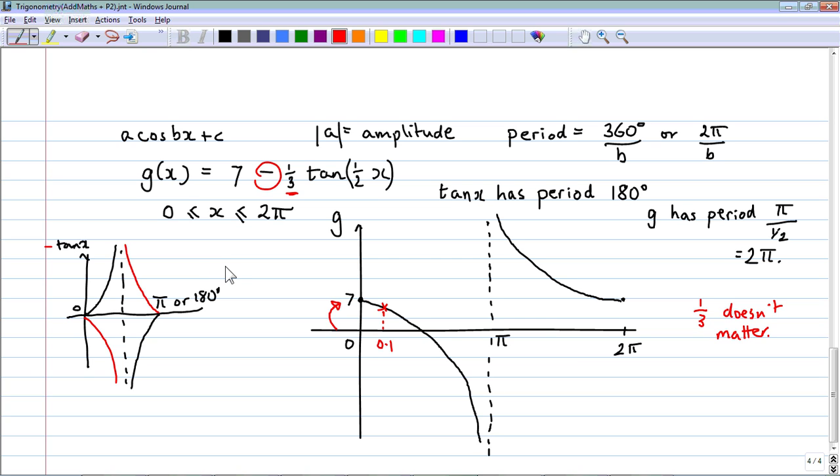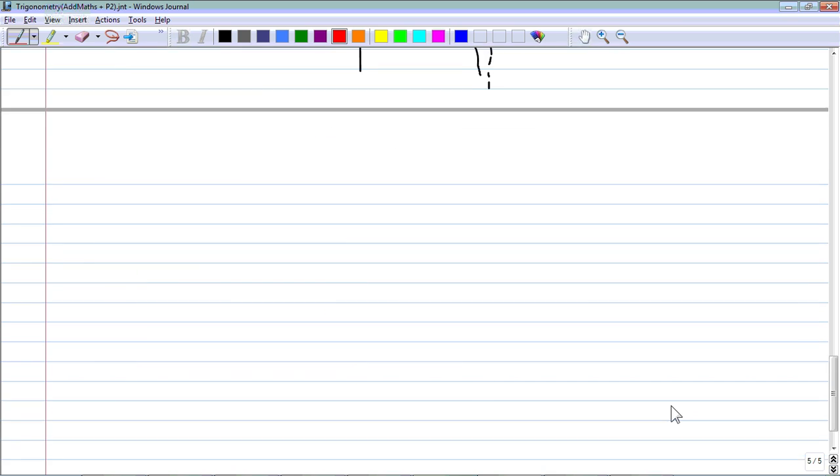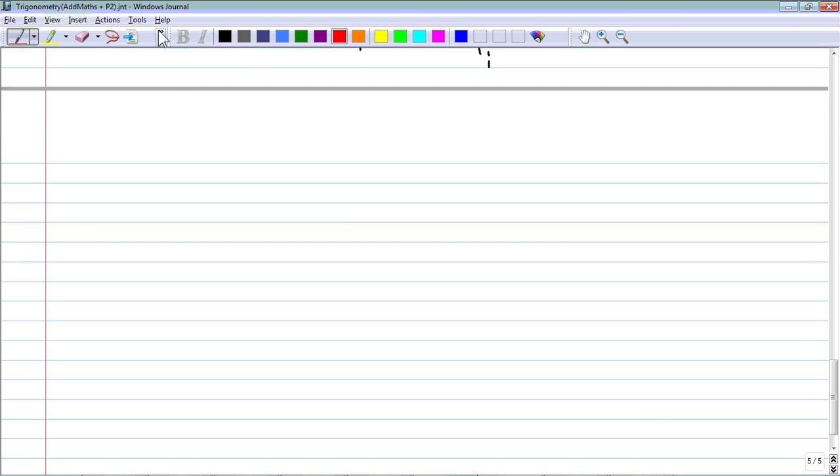Unless you're already very good at graphs, you will probably need to practice. Let me give you another example to think about. Practice drawing graphs like 4 minus 2 cos 6x or something like that. Use the same principles that we've just discussed. Make sure you understand amplitude and period.